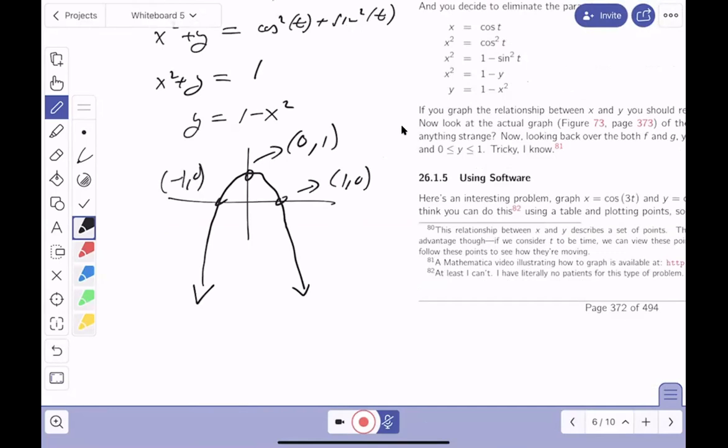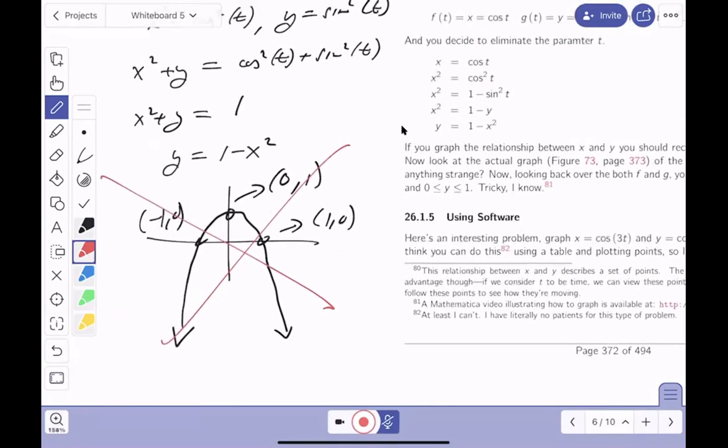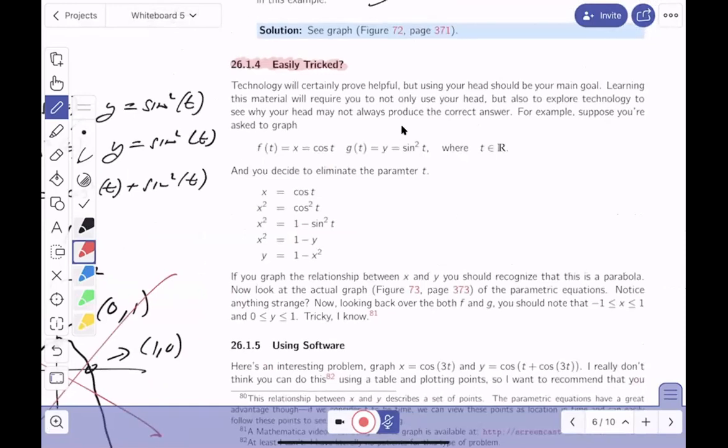And then I hand it in to the teacher, and the teacher says it's wrong. Let's talk about why you got tricked. You did a great job. You eliminated the parameter, but you got tricked. How'd you get tricked? What I'm going to recommend, looking at the problem, is realize that the x value must be between -1 and 1.